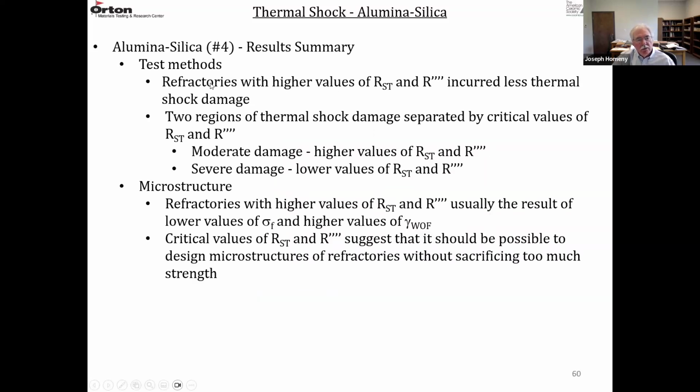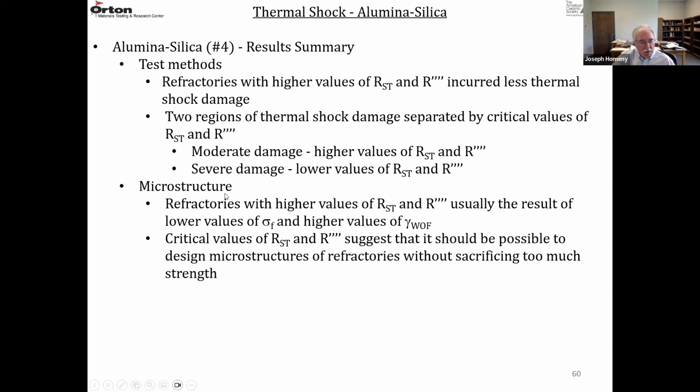So they're concluding that refractories with the higher values of RST and R4 prime incurred less thermal shock damage, and there were 2 regions of thermal shock damage separated by where that knee in the curve was, the critical values of RST and R4 prime. So moderate damage had the highest values of RST and R4 prime. Severe damage had the lowest values of RST and R4 prime.